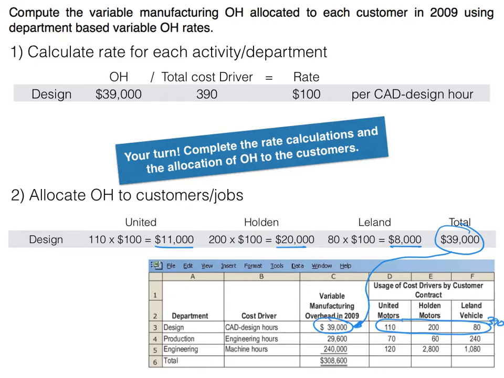So what I'd like for you to do is do production and engineering, calculate the rate, then allocate the cost. So push pause on your player right now, and then come back when you're done, and we can check your answers.